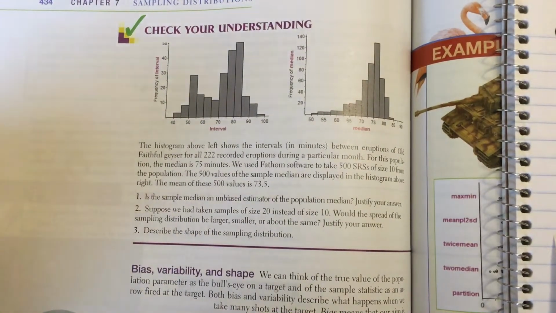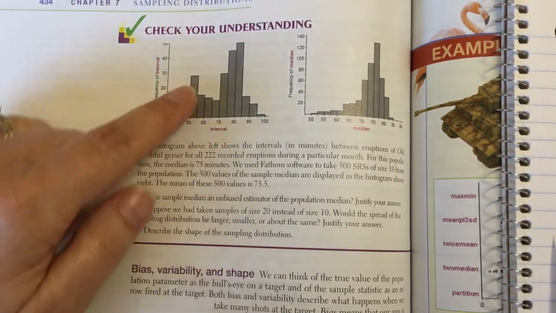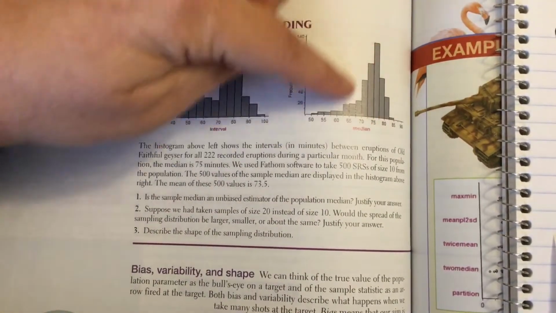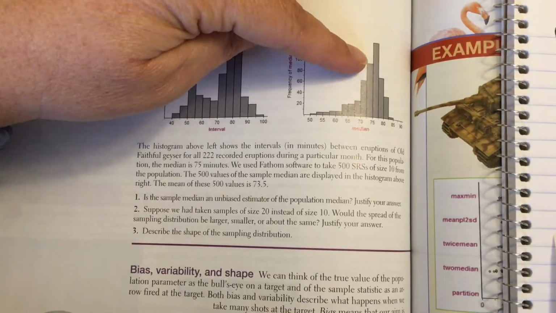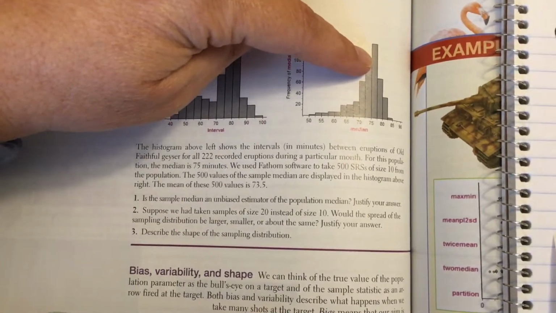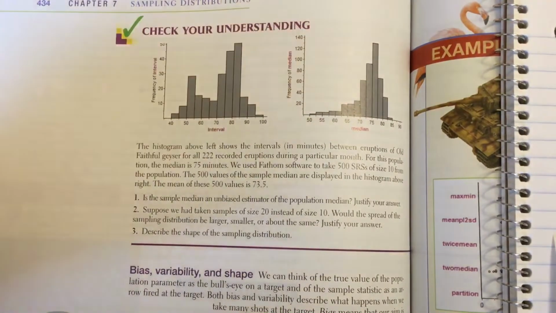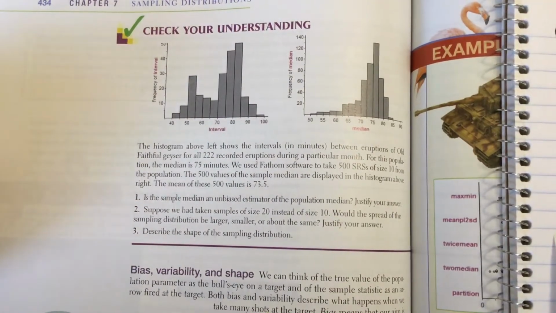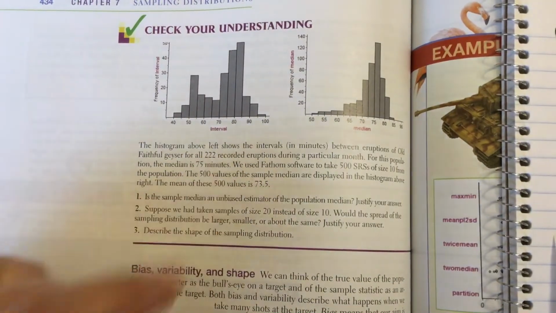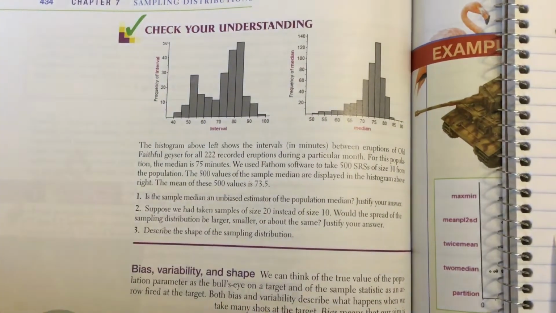Since the median interval between eruptions is 75 minutes for the population of eruptions, we would expect the mean of all the sample median intervals to also be 75 minutes. But since the mean of these 500 SRSs of size 10 is just 73.5 minutes, that's not equal to 75 minutes. So we have to say that our sample median is not an unbiased estimator of the population median. If they were both 75 minutes, if the sample matched the population, we could say it is an unbiased estimator, but they don't match, therefore it's not.